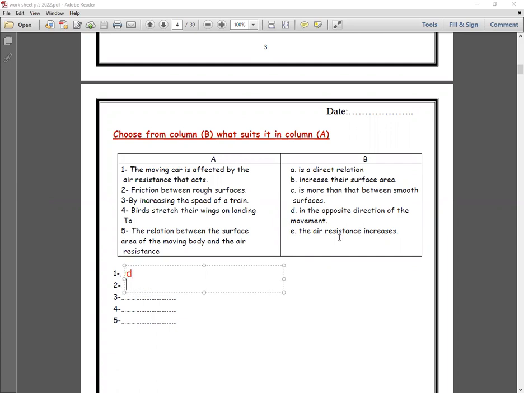Number 2, friction between rough surfaces is more than that between smooth surfaces. Will be C. Number 3, by increasing the speed of a train, the air resistance increases, so it will be E. Number 4, birds stretch their wings on landing too, will be B. Increase surface area so they can land safely. Number 5, the relation between the surface area of the moving object and the air resistance is a direct relation, so it will be A.